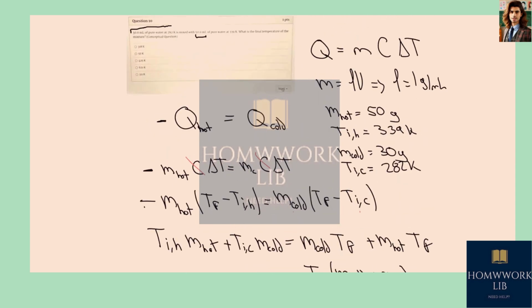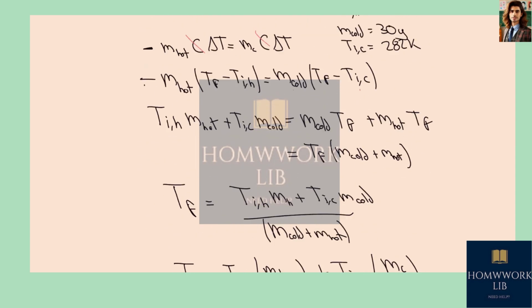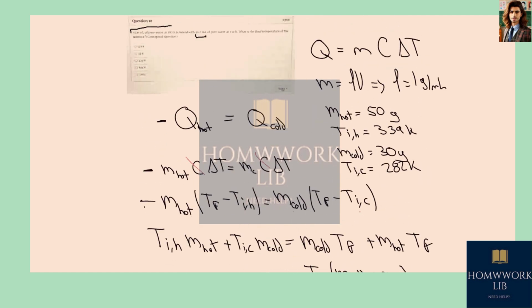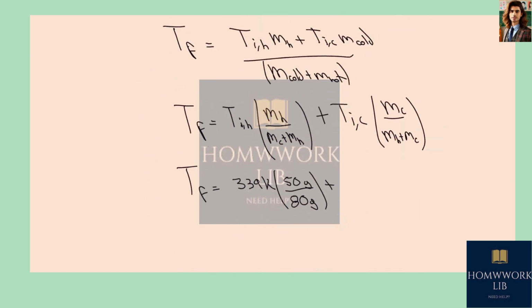So the total mass in this case is going to be equal to 80 grams, and the initial ones are going to be the ones from the problem. So this is going to be initial temperature of the hot one, that was 339 Kelvin, multiplied by mass of hot, that was 50 grams, divided by the total mass, that was 80 grams, plus the initial temperature of the cold one, that was 282, multiplied by 30 grams of cold water divided by 80 grams in total.